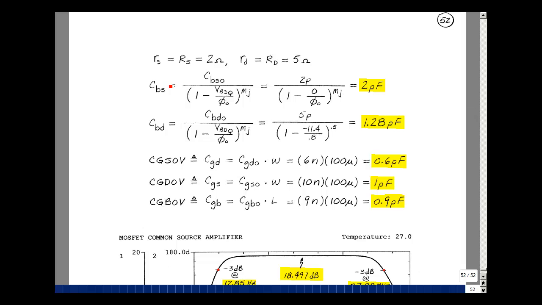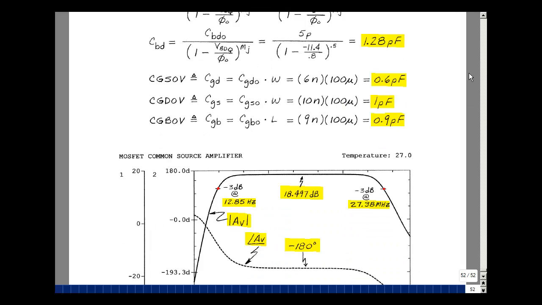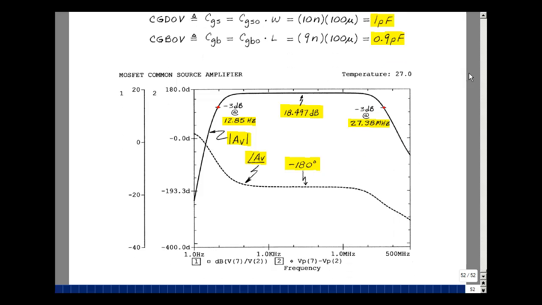We also have some resistances in the leads of R sub S of 2 ohms and R sub D of 5 ohms. Now SPICE is going to plot all of this versus frequency. If we ask for the output over the input, you can see here we've got a broadband amplifier with a midband gain of 18.497 dB. If you divide that by 20 and put it to the power of 10, that's a gain of 8.411. The 3 dB frequencies are at 12.85 hertz and 27.38 megahertz.